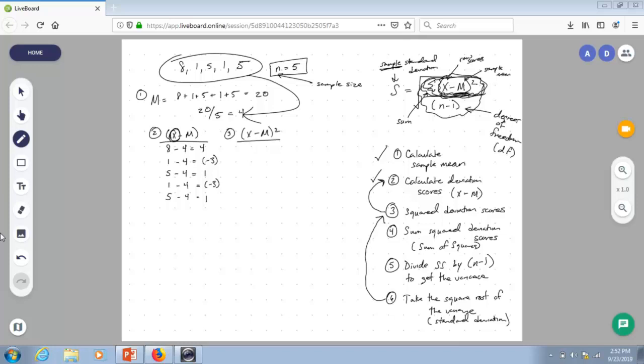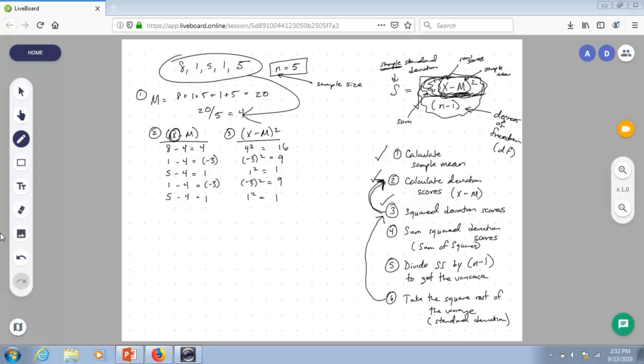So that's what we are doing in step 3 as a means of taking care of the issue we encounter in step 2. So we go 4 squared, 3 squared, 1 squared, -3 squared, 1 squared. We end up with 16, 9, 1, 9, and 1.